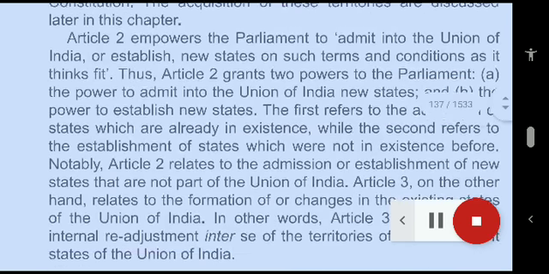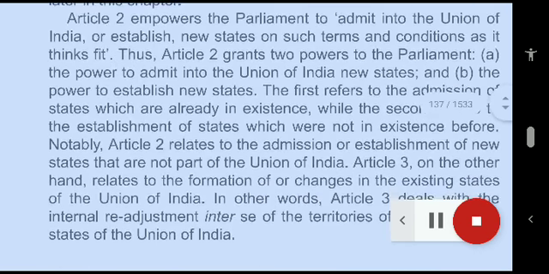Article 2 empowers the Parliament to admit into the Union of India or establish new states on such terms and conditions as it thinks fit. Thus, Article 2 grants two powers to the Parliament: A. the power to admit into the Union of India new states, and B. the power to establish new states. The first refers to the admission of states which are already in existence, while the second refers to the establishment of states which were not in existence before.